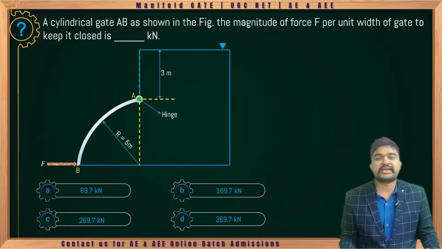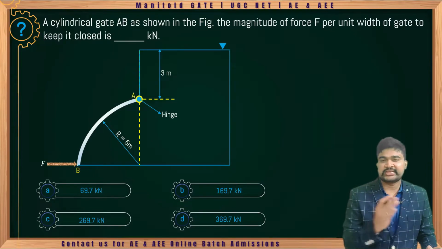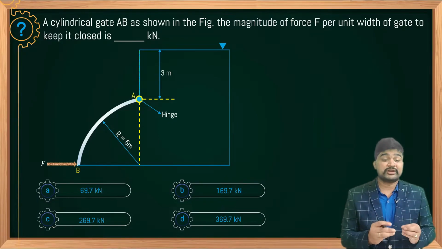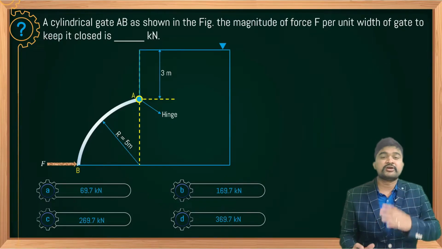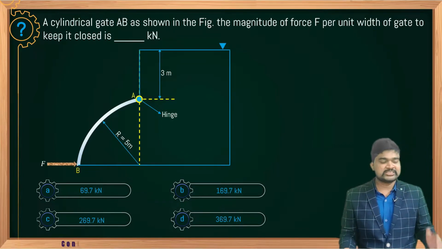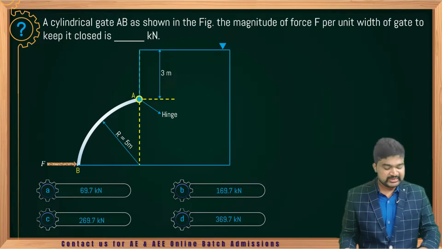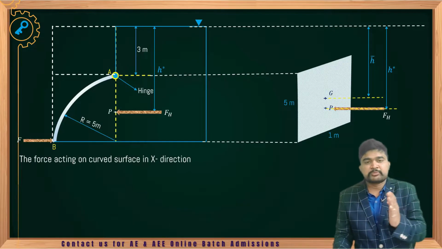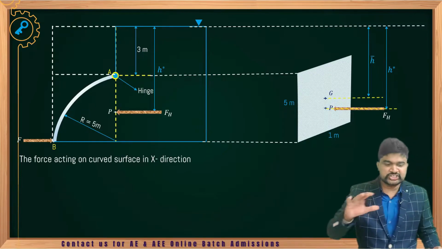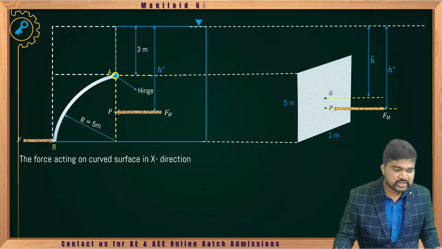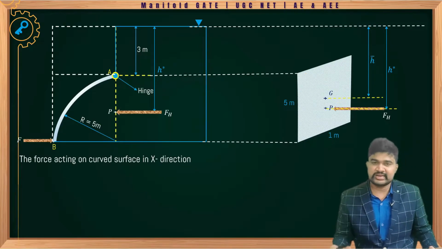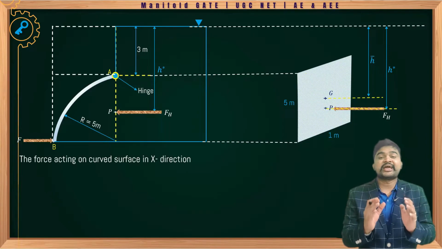So to draw the free body diagram, you should have full command on the horizontal force acting on the gate and the vertical force acting on the gate, and the locations of the corresponding forces, as we solved in the last problem. Just see here, we need to do horizontal projection. Once you project a curved surface horizontally, you will be getting a rectangular cross section.